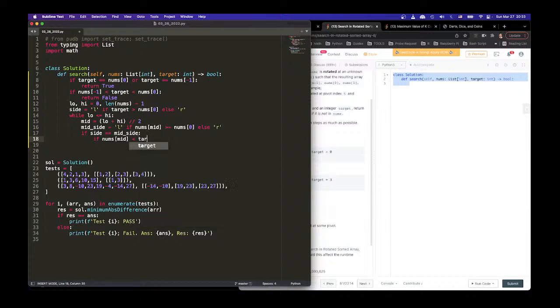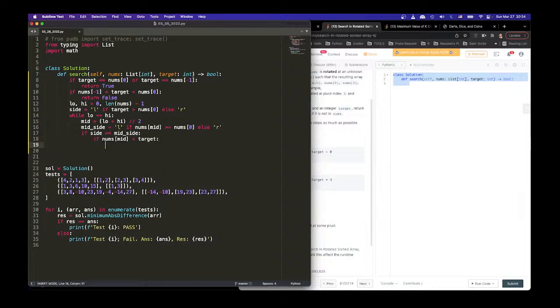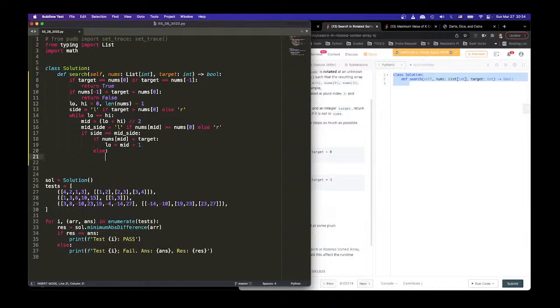than target, right, then if mid is smaller than target, so we need to move the low. Say low will equal to mid plus 1. Else, if it's too big, then high will equal to mid.